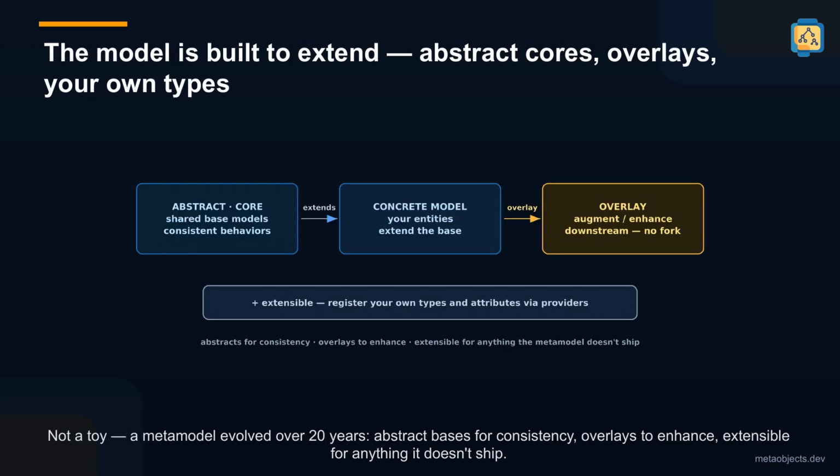And this model is no toy. It's a meta model that's been evolving for 20 years, and it's built to extend. You start from abstract, core models that give you consistent behavior. Your concrete entities extend those, and downstream you can overlay, augment, and enhance the model without forking it. Need something it doesn't ship? Register your own types and attributes.